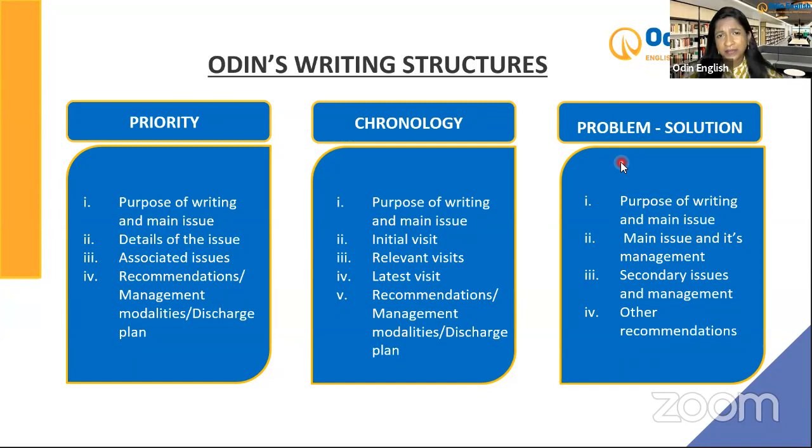So if there are many issues, I usually go for this kind of a structure when I'll tell one issue and its solution. So the structure for that is the purpose of writing and the main issue in the first paragraph. Then in the second paragraph, the main issue and its management. Then the third paragraph, any secondary or associated issues and its management. And then finally, I will add any more recommendations or write a concluding paragraph. These are the techniques that I follow.